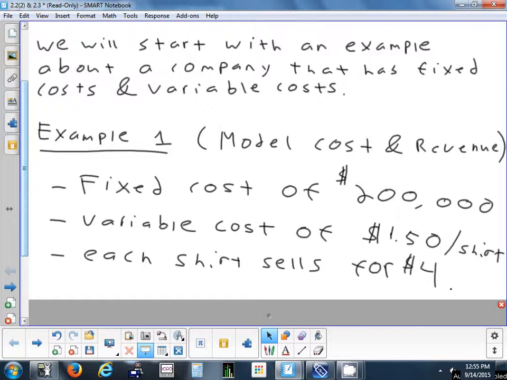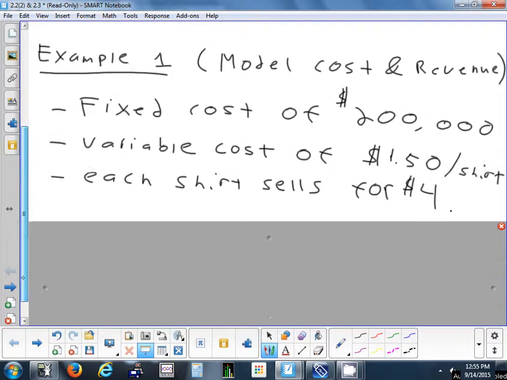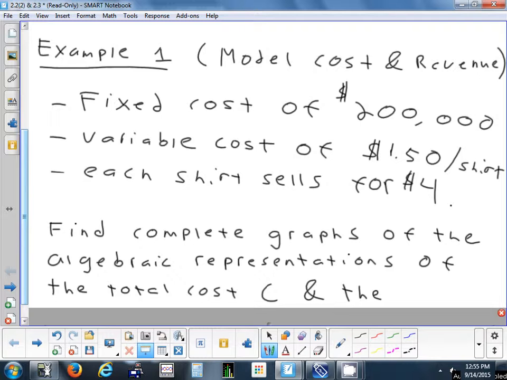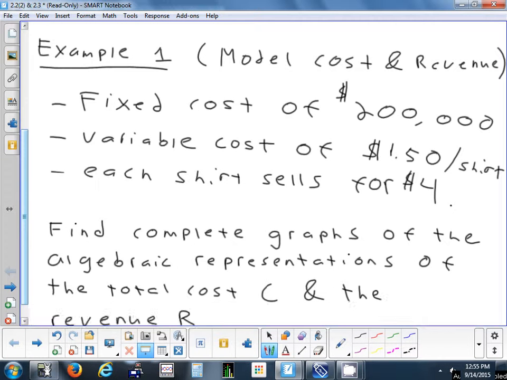What I want to do here is try to come up with two equations. One that models the costs, both the fixed and the variable, and then one that models the money that they take in, which is called revenue. So we're going to find graphs on the calculator, but first we've got to figure out what the equations are for cost and revenue.